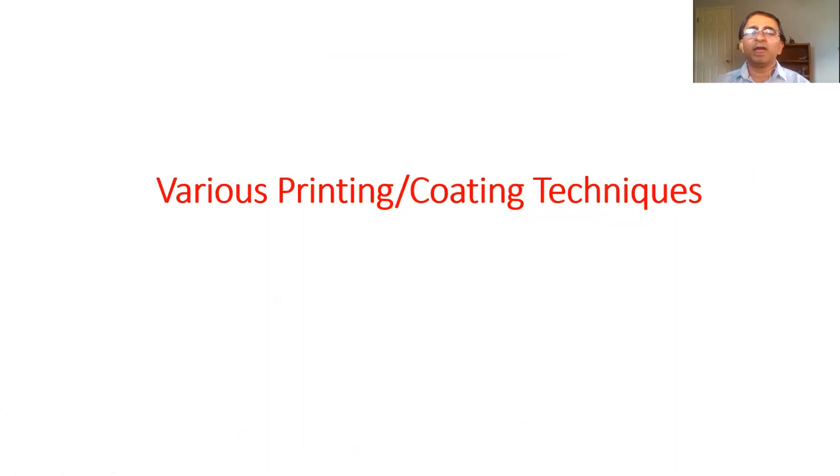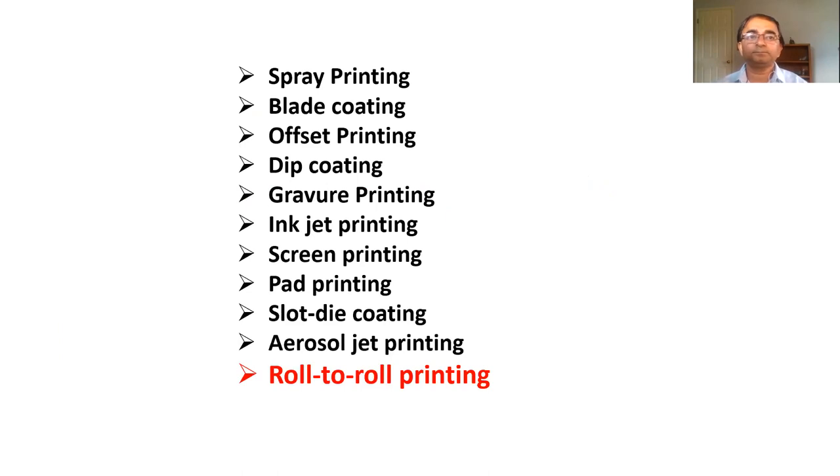Now, various printing and coating techniques. I will give you an overview of the various printing and coating techniques which people are using nowadays. You can familiarize yourself with all these techniques and you can choose your own technique. And I already told you the ultimate goal is roll-to-roll processing. You can start with any technique and ultimately go to roll-to-roll processing. We have a lot of printing techniques, like spray printing, blade printing, offset printing, dip printing, inkjet, screen, pad, slot die, aerosol, and roll-to-roll printing.